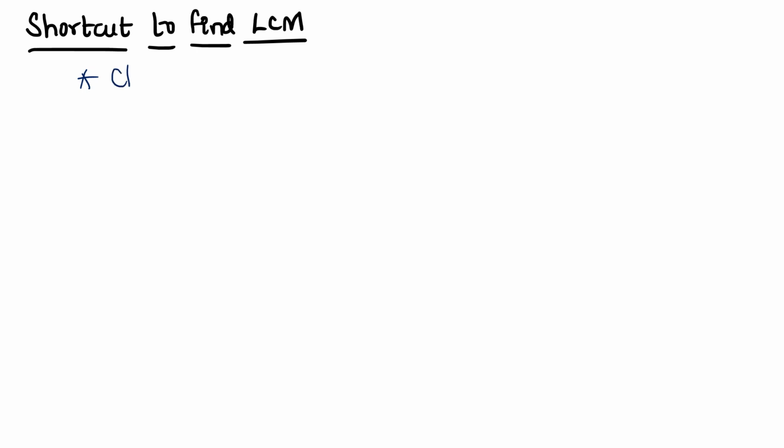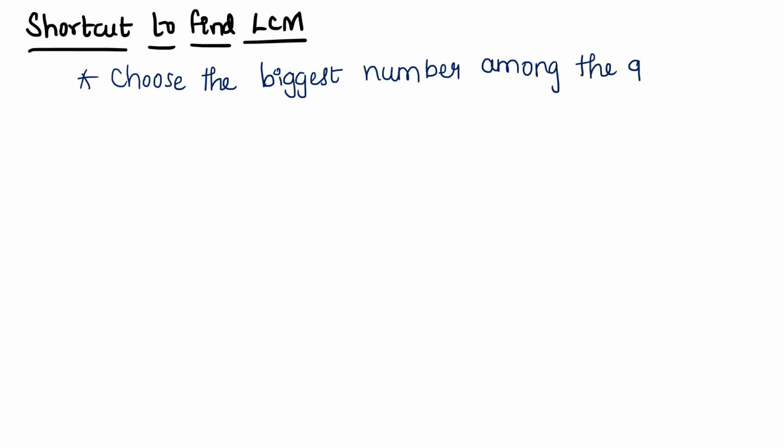You have to choose the biggest number among the two given numbers, or three given numbers, or however many numbers are given. Choose the biggest number among the given numbers. This is the first step you're going to do here.